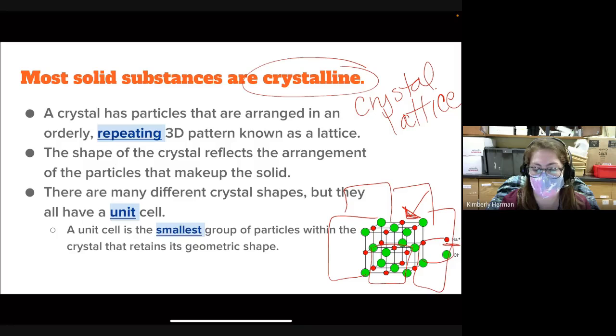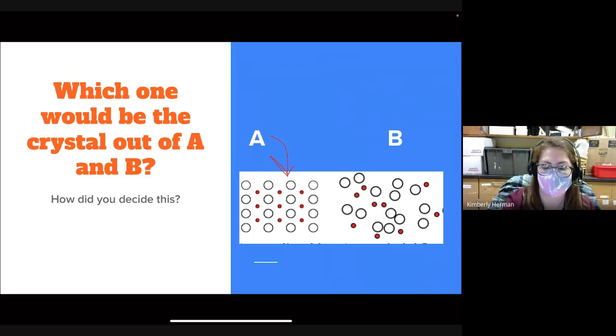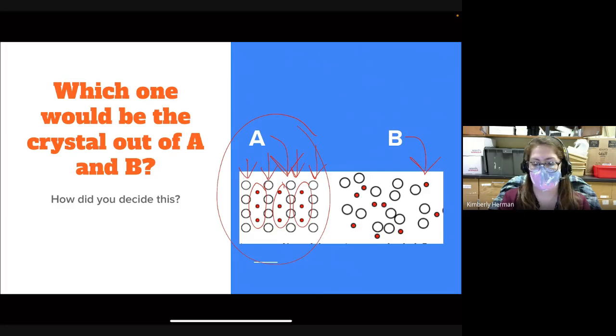Notice that the red represents our Nas and the green represents our Cls. Now, which one would be the crystal out of these two? We have A right here, and we have B. So remember, a crystal is a repeating 3D pattern. So which one's repeating, A or B? Hopefully you chose A. So we can see that we orderly have these bigger pieces going in our rows, and then in between we have these smaller red ions. We would see that B looks very disordered there.